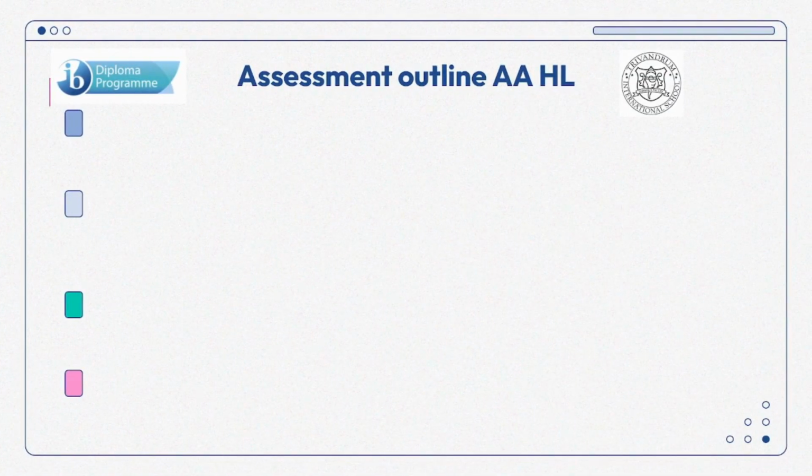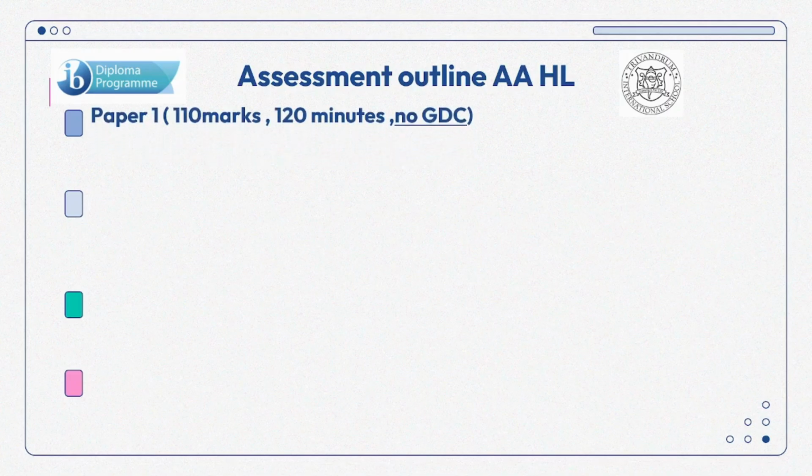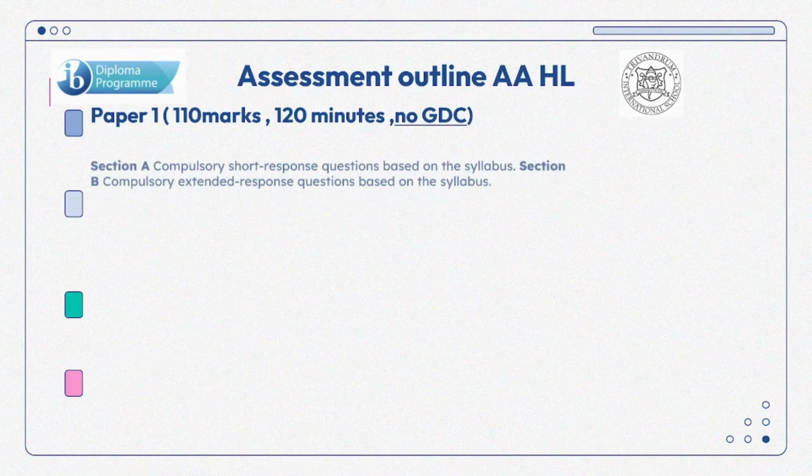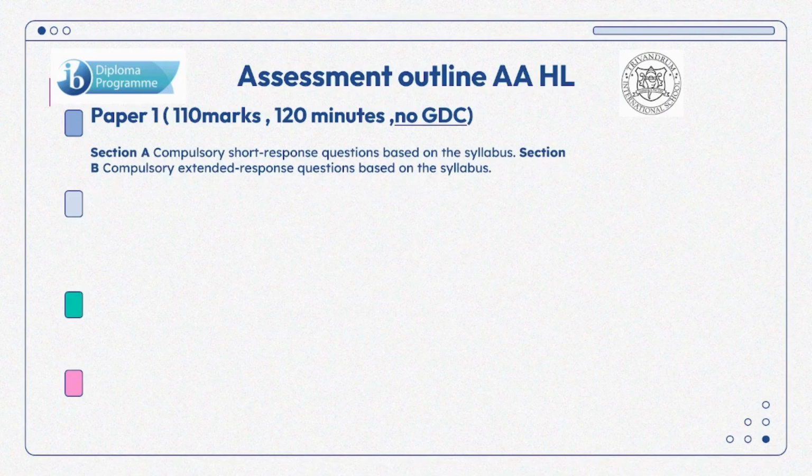Assessment outline for AAHL. Paper 1, 110 marks, 120 minutes, and calculators are not permitted. Section A, compulsory short response questions, and Section B, compulsory extended response questions.